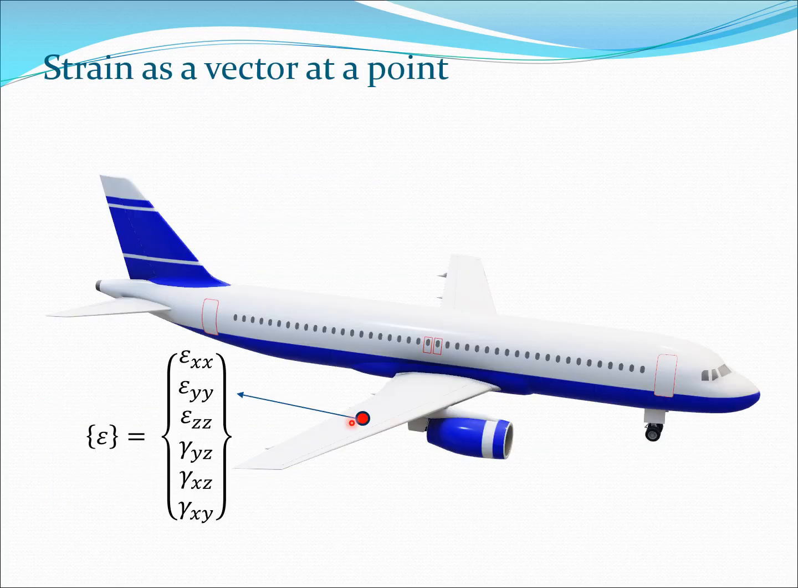So what we can also now say is that for any given point on the aircraft, there is going to be a strain vector, and the strain vector is again given in a manner very similar to the stress vector. Now you have three normal components. These are epsilon xx, epsilon yy, and epsilon zz. And you have three shear strain components. These are given by gamma yz, gamma xz, and gamma xy.